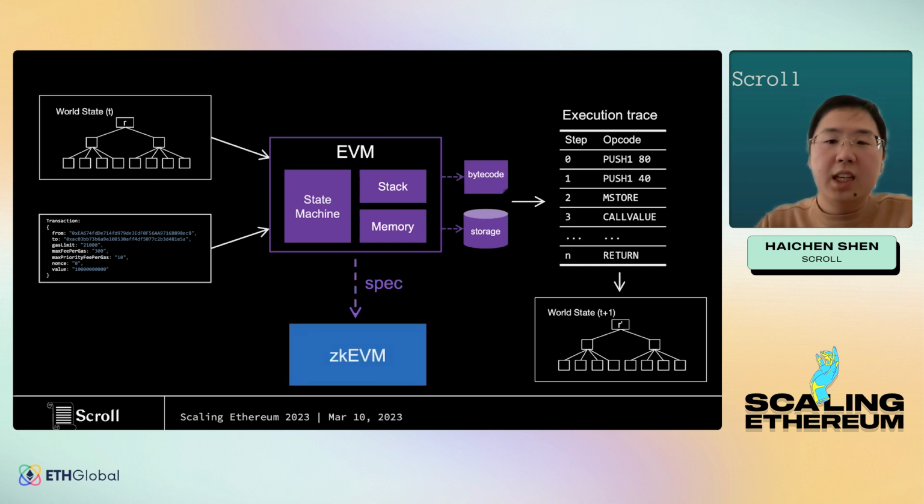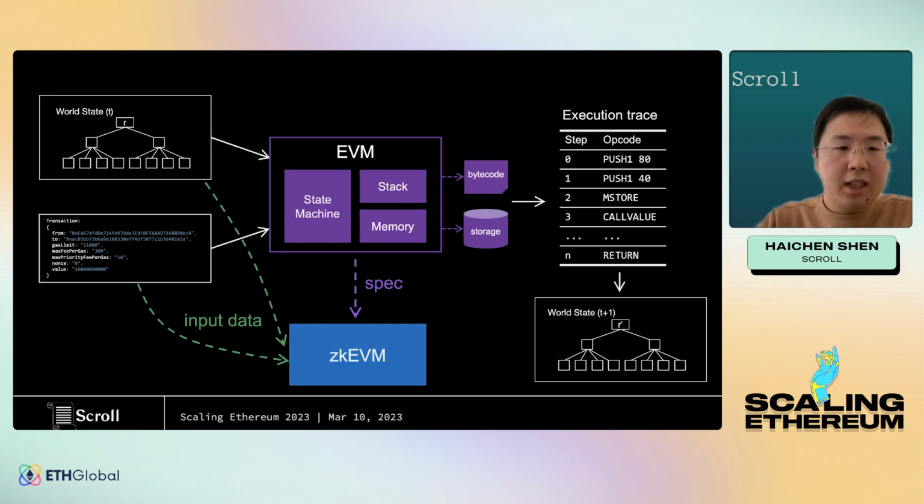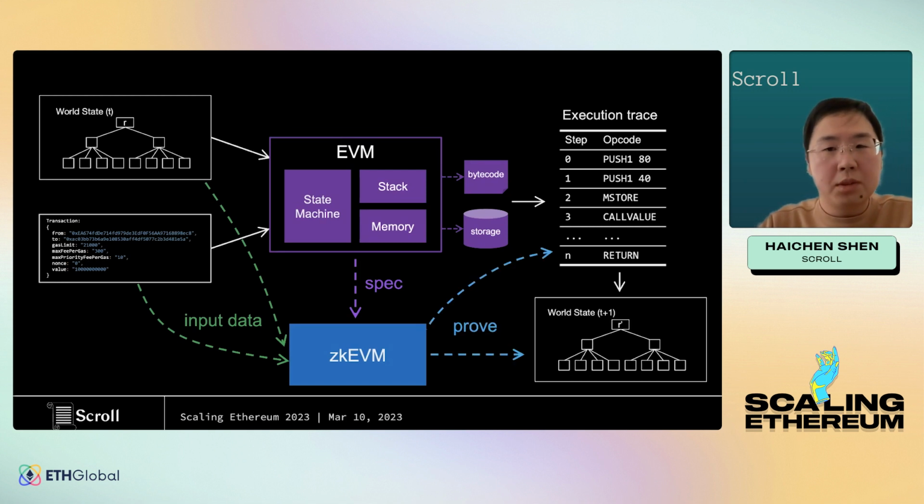Now what the zkEVM is trying to do is add additional steps to this whole pipeline of execution. The zkEVM takes the specification of the Ethereum virtual machine, and it also takes the same input data as the Ethereum virtual machine does: a world state snapshot and any new transactions. What it's going to prove is that the execution trace generated from the Ethereum virtual machine is correct, and it will also prove that the state root transitions from the old state root to the new state root.